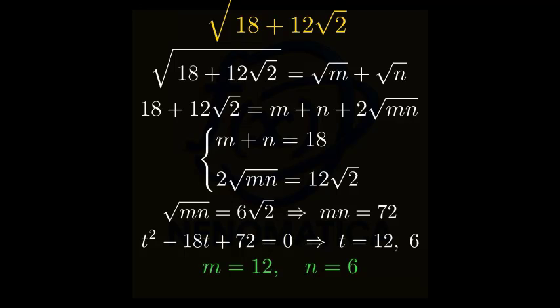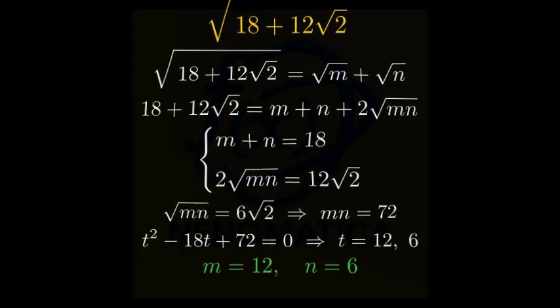Therefore, the original expression equals the square root of 12 plus the square root of 6. We can simplify the square root of 12 to 2 root 3. So the final simplified form is 2 root 3 plus root 6.